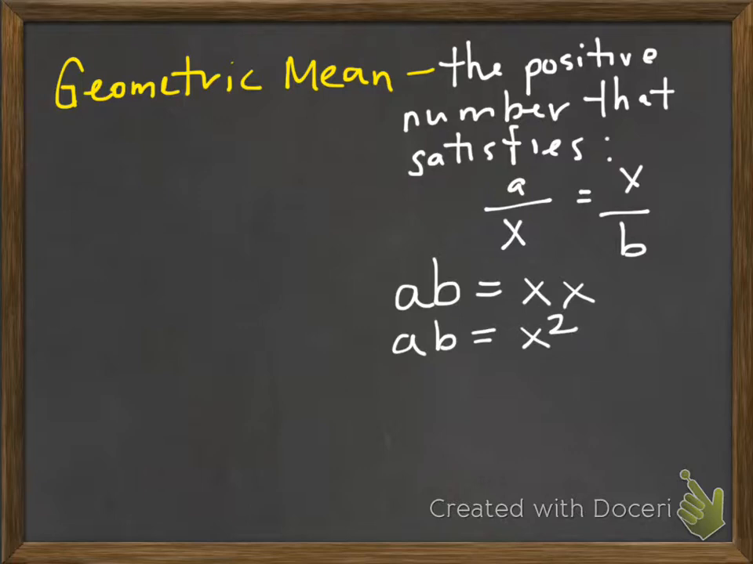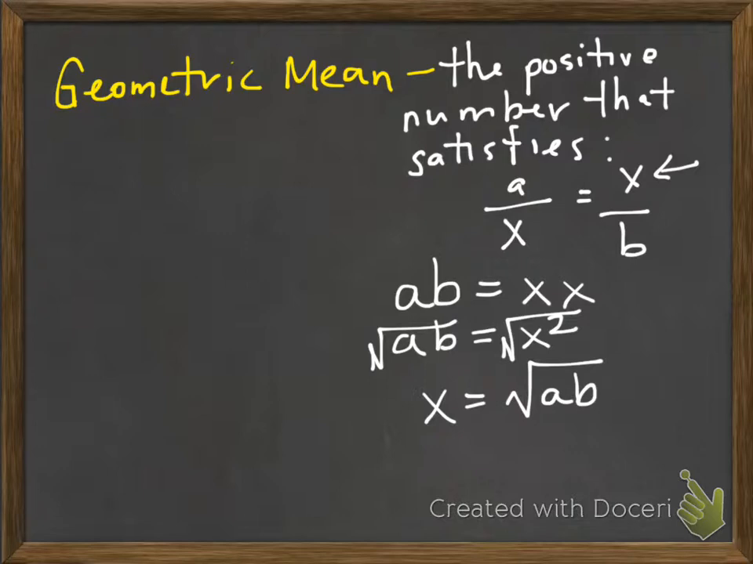Well, if I want to solve for x, because that's our geometric mean, so our geometric mean is the x. Okay, so if I want to solve for x, how would I get x by itself? Because I can't solve for x squared. That's right, you square root the x squared, and you square root the ab. So our geometric mean is x is equal to the square root of a times b.